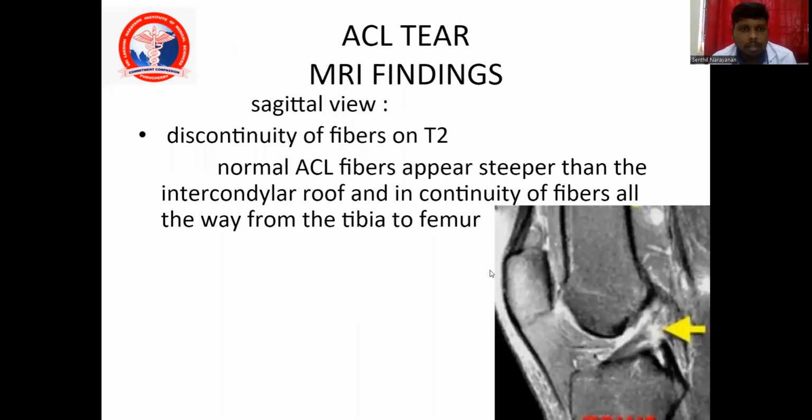This is an ACL tear in MRI findings in sagittal view. There is a discontinuity of the fibers in the T2 images. This is the PCL, this is the ACL, and there is a wavy or discontinuity pattern. Normal ACL fibers appear steeper than the intercondylar roof, with continuity of all fibers from the tibia to the femur.